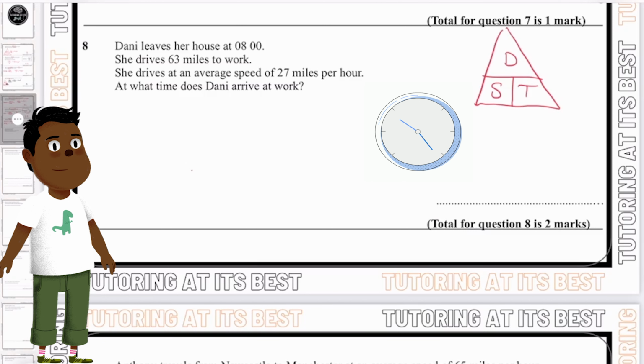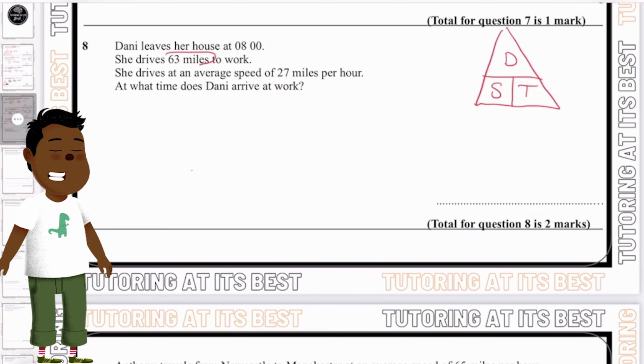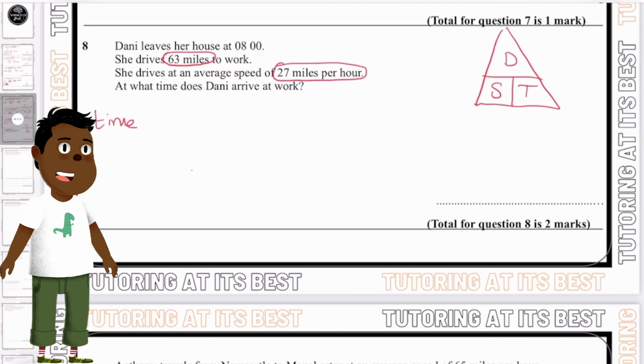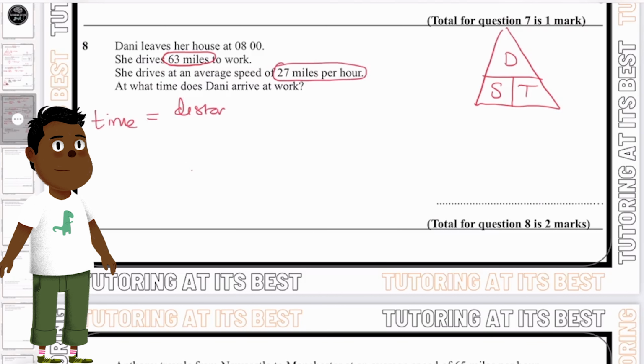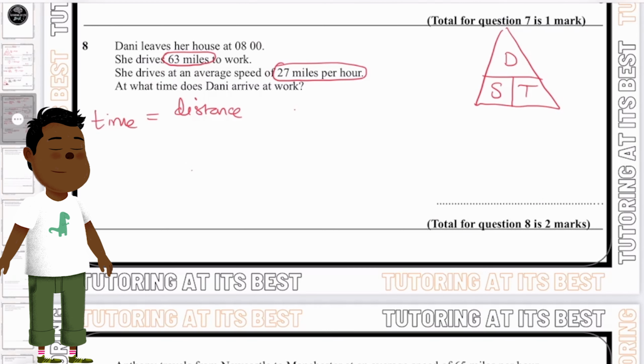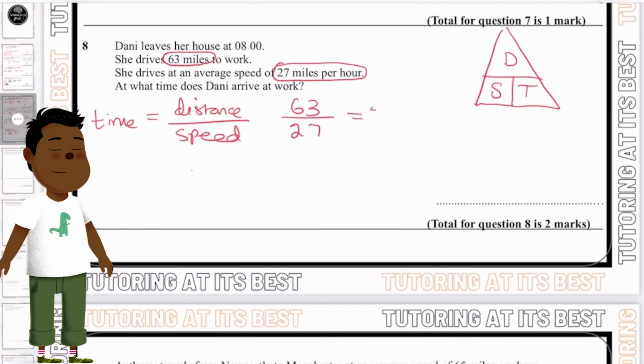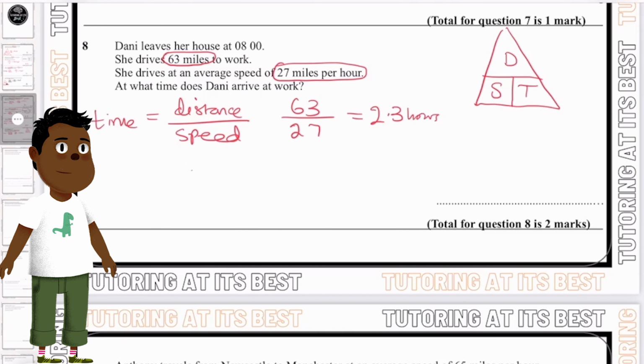So what time does Danny arrive at work? So again, we're working with our distance, speed, and time here. So distance, speed, and time, I've just written that out. We now need to make t the subject. So if I cross t out, we'll have distance over speed. So we'll have 63, which is our distance, over speed, which is 27, which then gives us 2.3, and that's recurring. And that's going to be your hours.